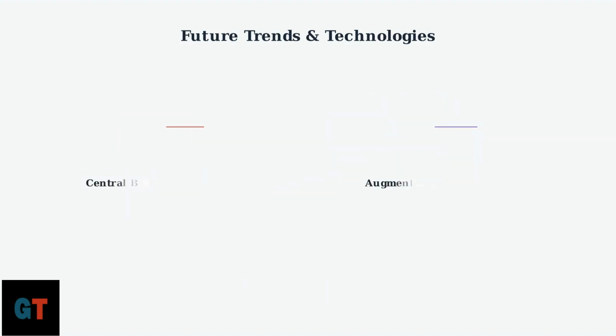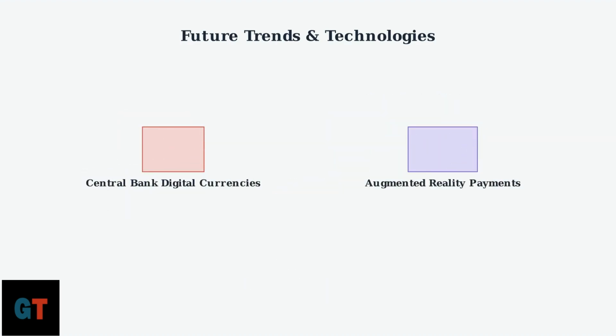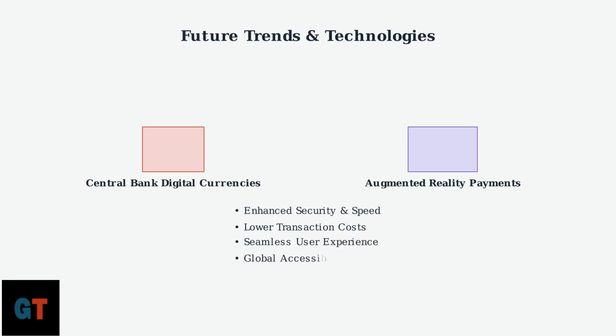Looking ahead, central bank digital currencies and augmented reality payment systems represent the next frontier. CBDCs will integrate with existing platforms, while AR technology will provide immersive payment experiences and enhanced transaction visualization. These technological advances, combined with enhanced security measures and evolving user preferences, are shaping a future where digital payments become even more seamless, secure, and integrated into our daily lives.